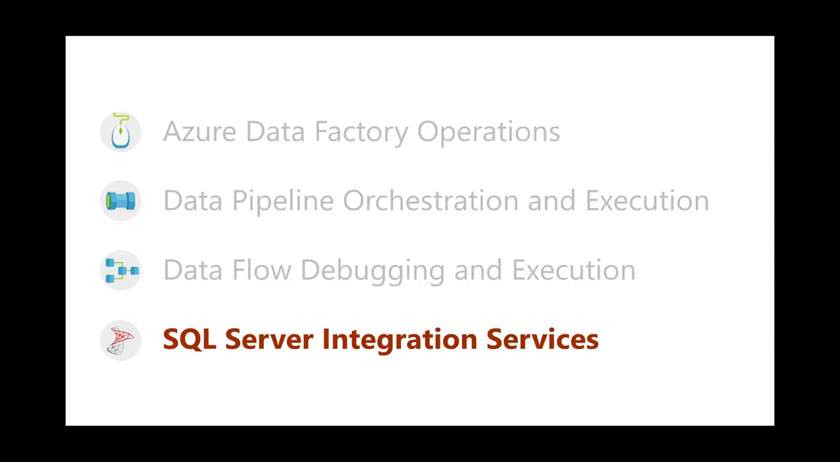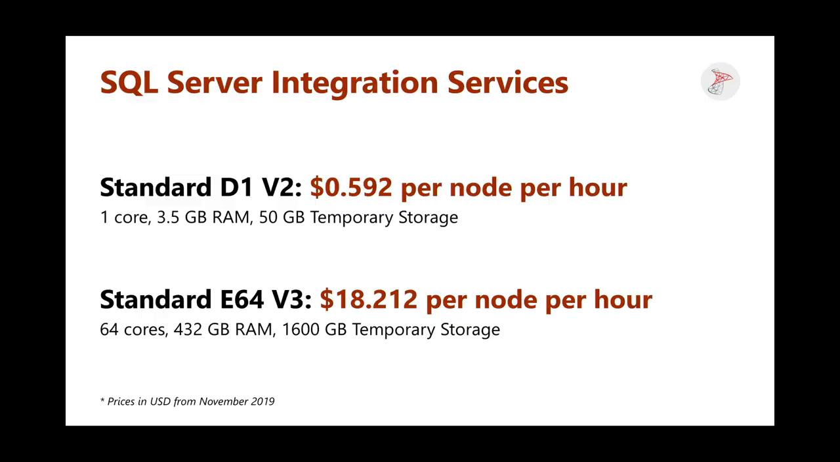And the final part is around SQL Server Integration Services pricing. Again, completely different model. In this case, if you're doing the lift and shift, you are creating a little set of virtual machines behind the scenes. So when you set up this integration runtime for SQL Server Integration Services, you have to choose the virtual machine size. And you can choose anywhere from the cheapest, lowest with 1 core, 3.5 gigs of RAM, 50 gigs of temporary storage.